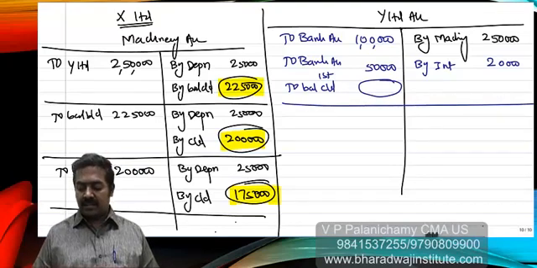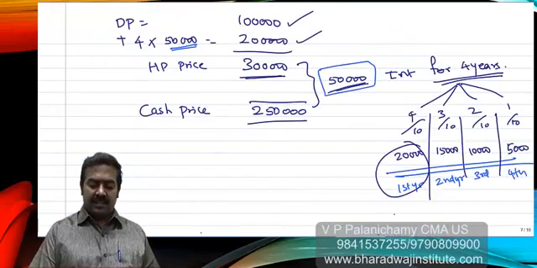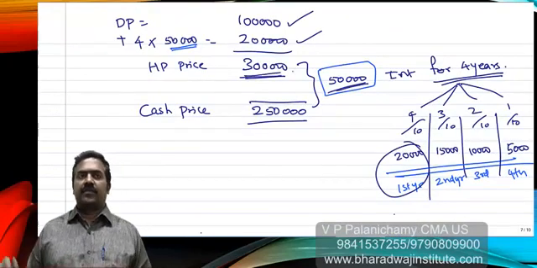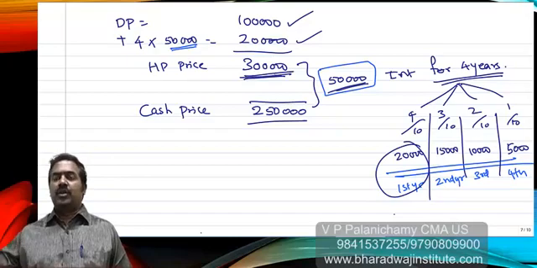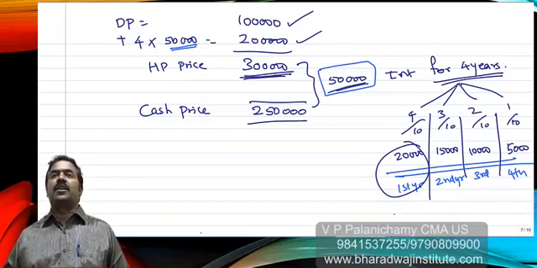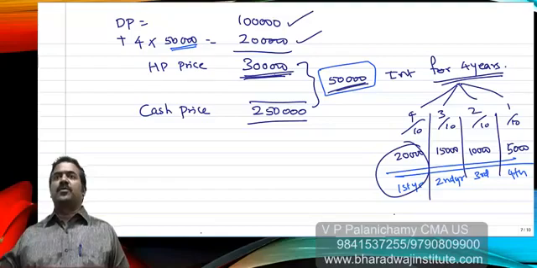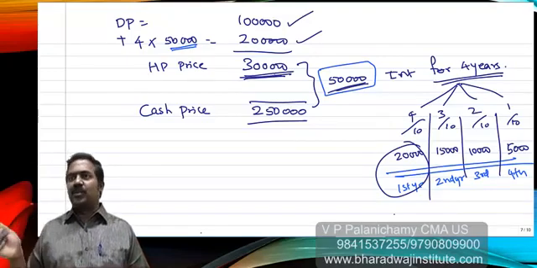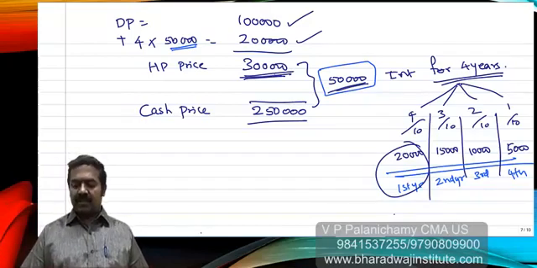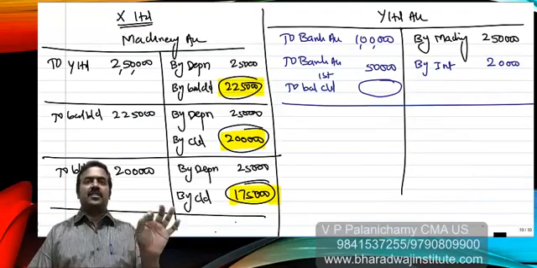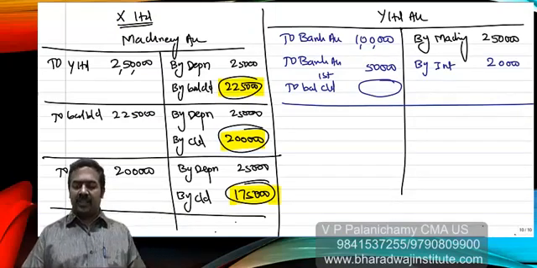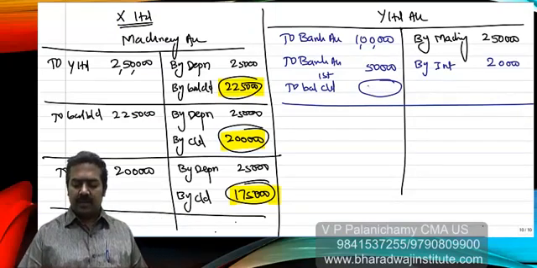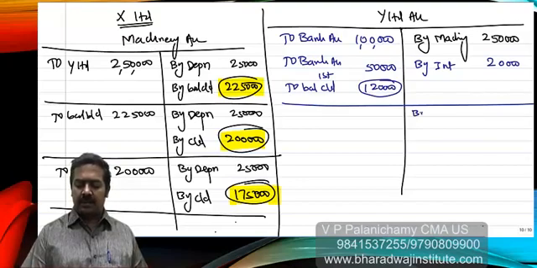Should you add interest? This 3 lakhs includes interest. Hire purchase price includes interest, so it is automatically included in the installment. That's why I said installment includes interest. We will cross check also, because the transaction should close in the 4th year. We will see what the balance carried down is: 1,20,000 to balance carried down. It will come as by balance brought down.